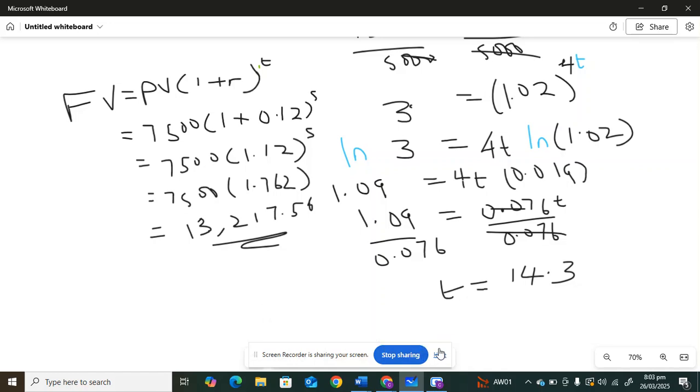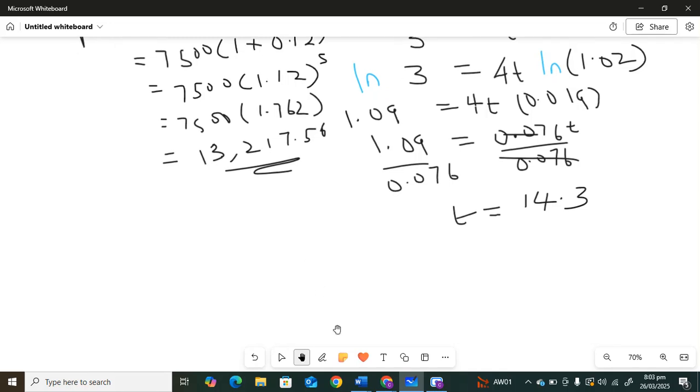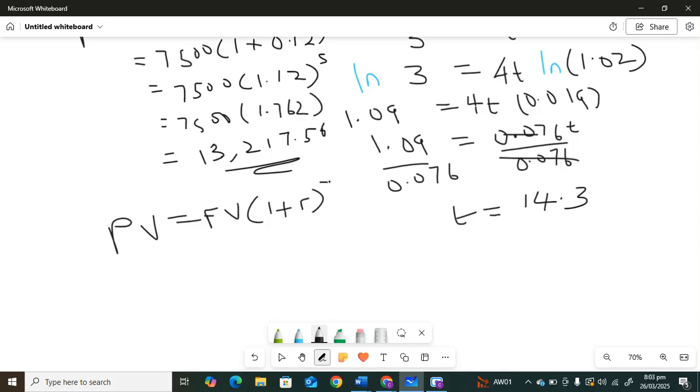So here we make present value the subject of the formula now. So present value equals future value times (1 plus r) to the power negative t. In other books, you see it as future value divided by (1 plus r) to the power t. They mean the same thing, okay, colleagues? They mean the same thing.